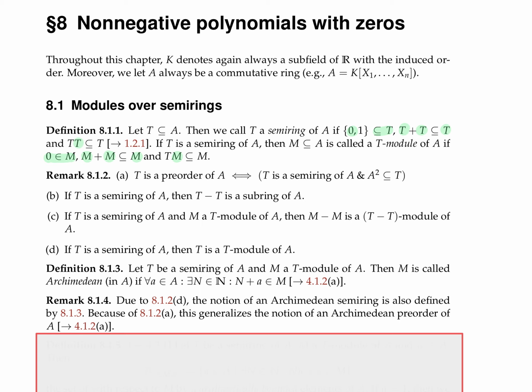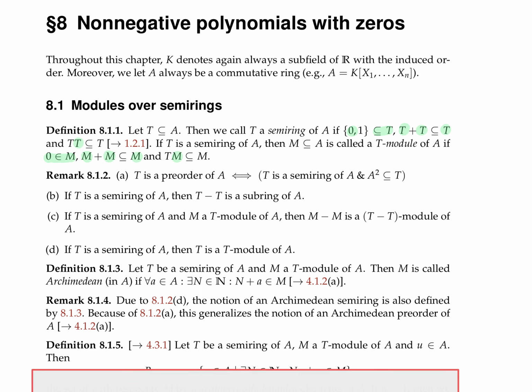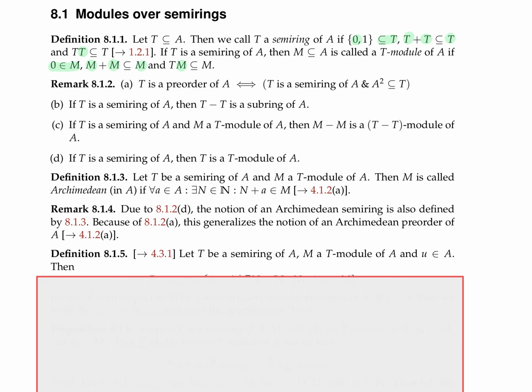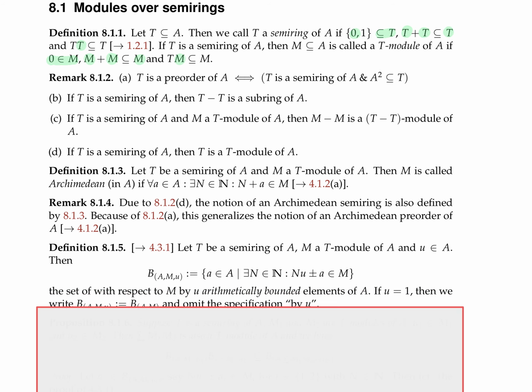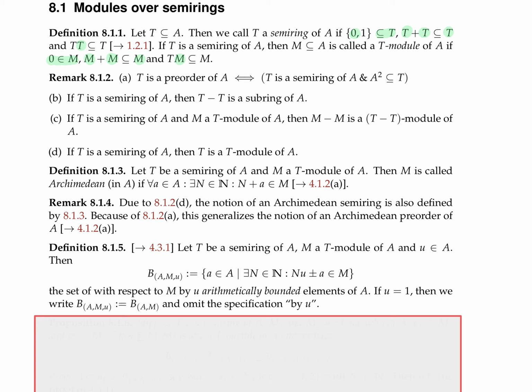Okay, good. So now definition 815. We define the set with respect to M by U of arithmetically bounded elements, if U is an element of A. So U is an element of our commutative ring A.